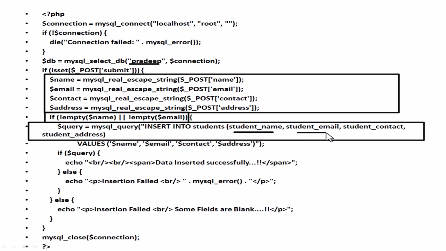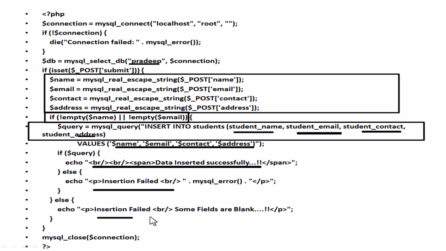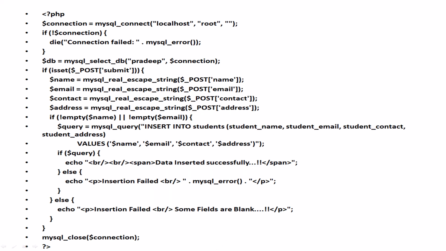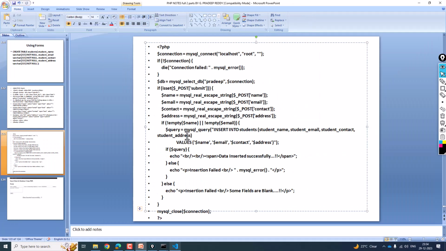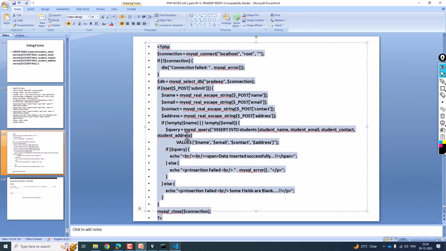Name, email ID, contact and address. So these are the things. So the values which you are going to insert are these. So now by using echo, the message data has been inserted successfully. Else, insertion failed. So if any blank fields are left without filling, it is going to show the message. So now let us see this particular program by compiling.